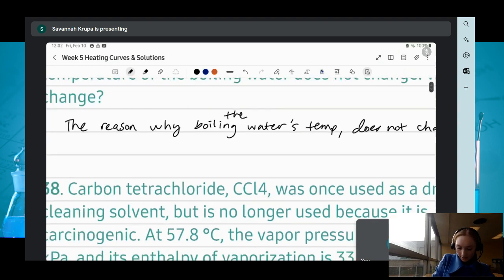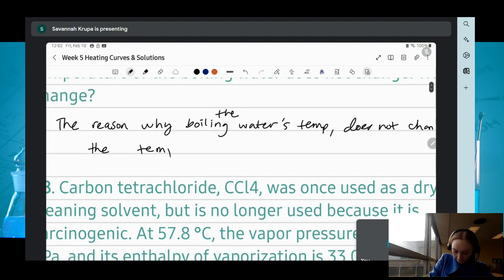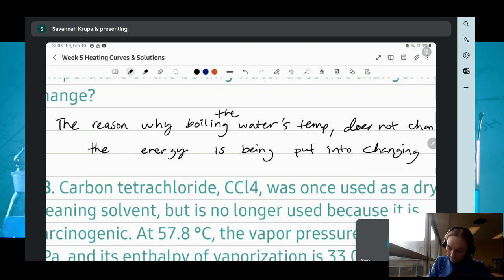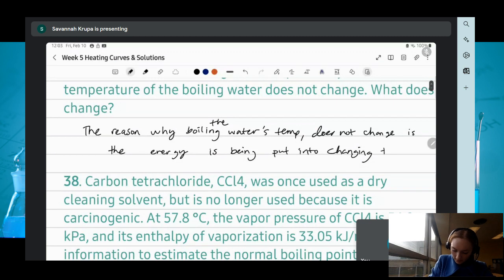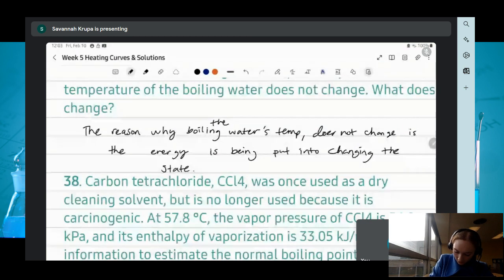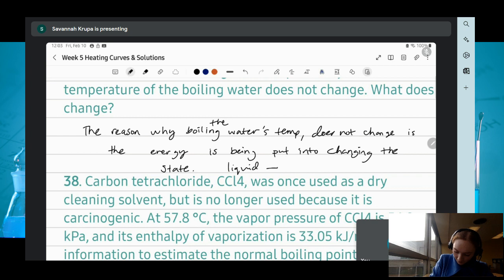The temperature does not change because the energy is being put into changing the state. So liquid to gas. And so that's kind of the baseline for starting today: when you put energy into something, first it needs to change the phase, and then you can actually change the temperature.